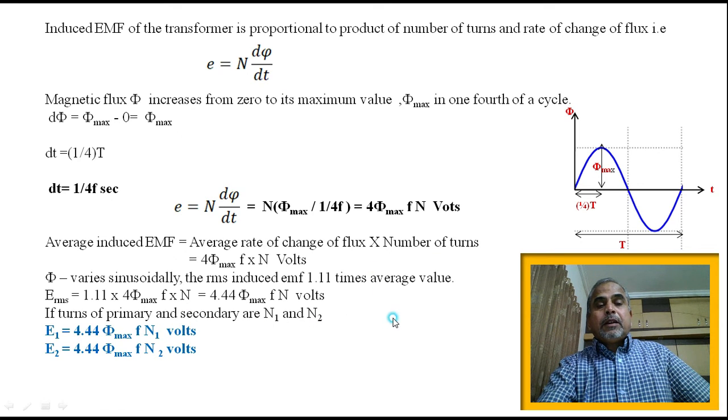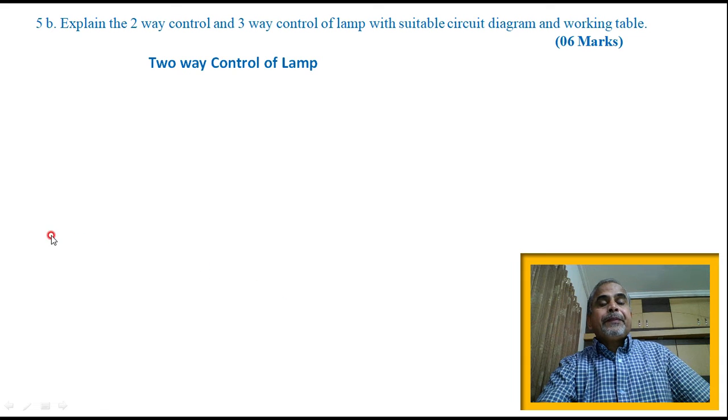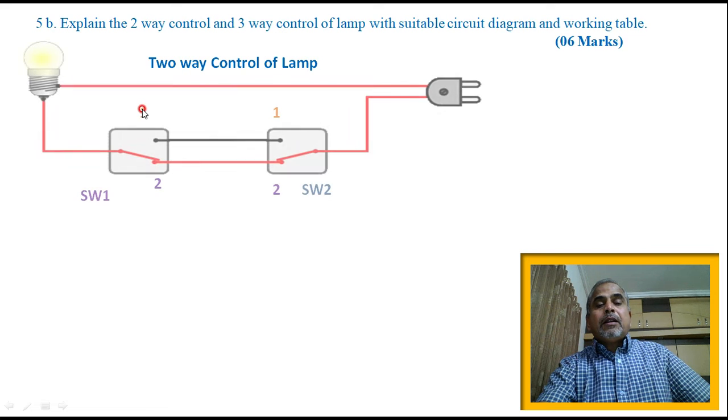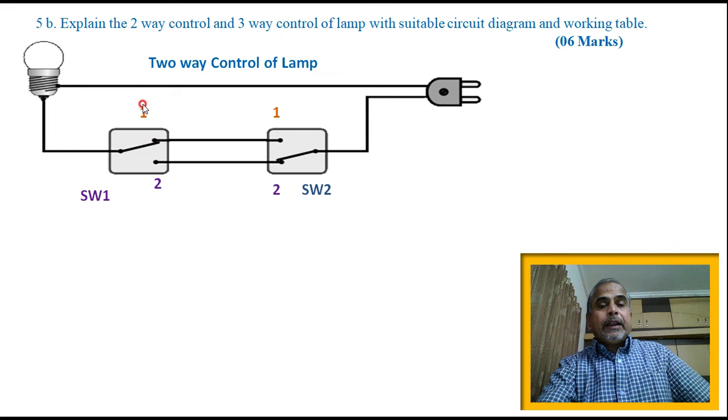Then question number 5b asks: explain the two-way control and three-way control of a lamp with a suitable circuit diagram and working table. That is, you have to draw the diagram for the two-way control and its switching table, and explain step by step. I have drawn here two switches with three terminals: 1, 2, and a common.